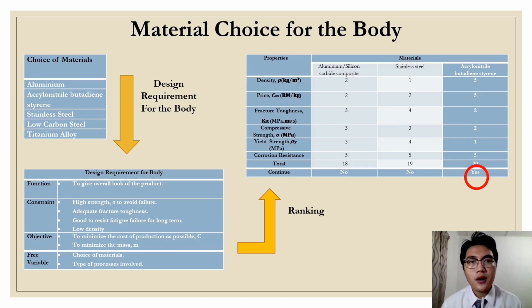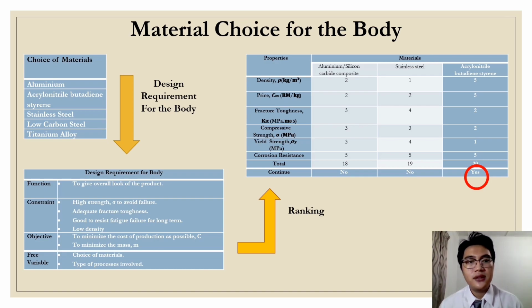Now I'm going to talk about the material choice for the body. We have selected 5 different materials for the body. Its function is to give the overall look of the product. It must have very high strength, low density, good fatigue failure resistance for the long term, and adequate fracture toughness.